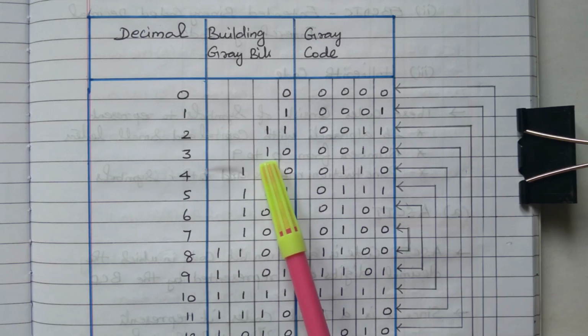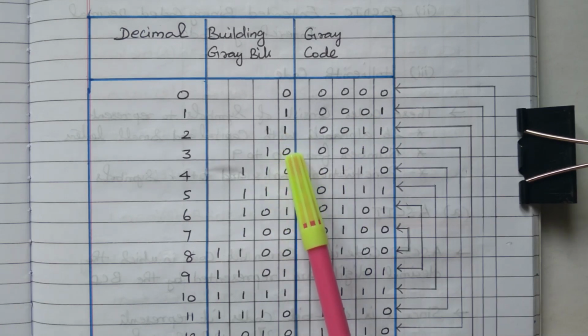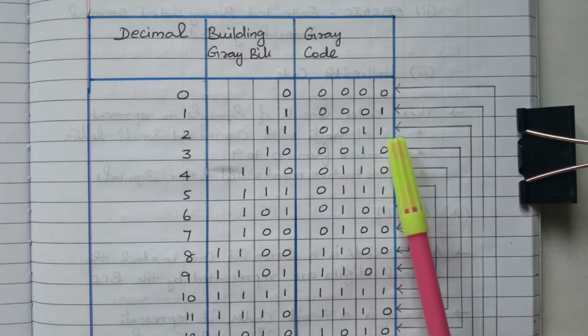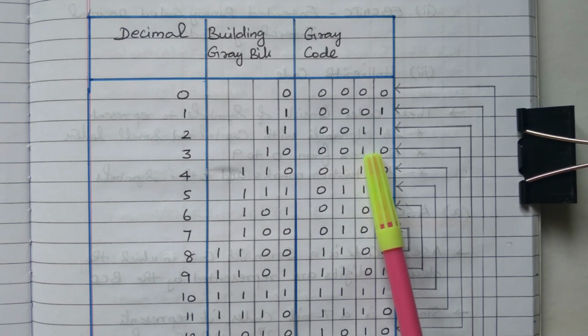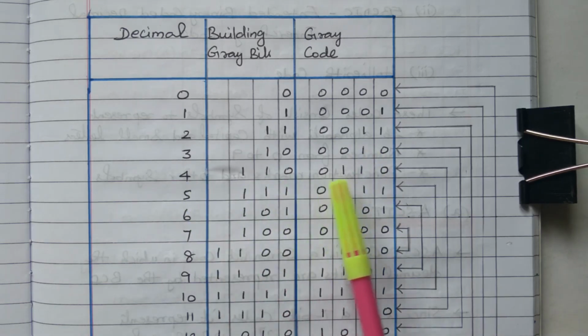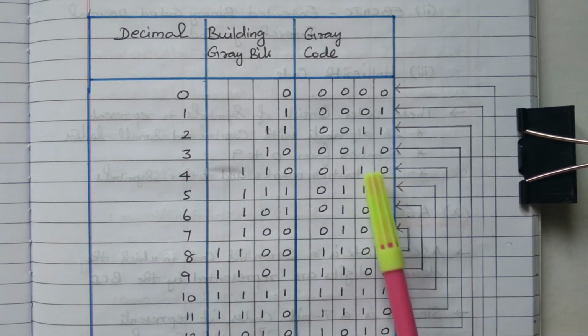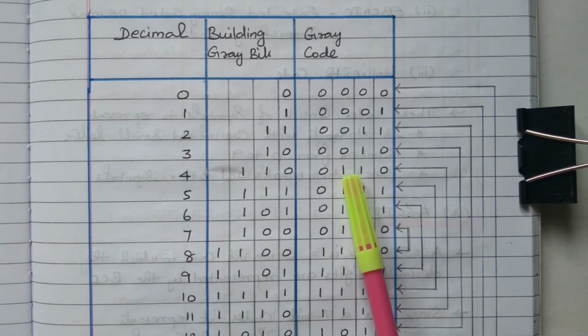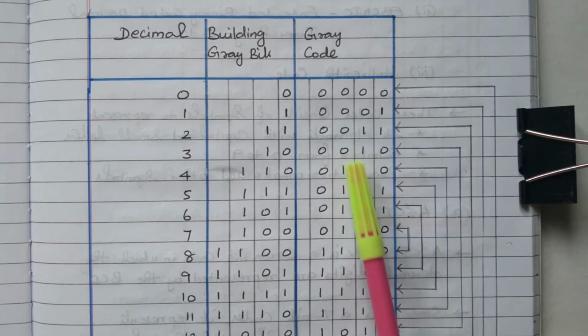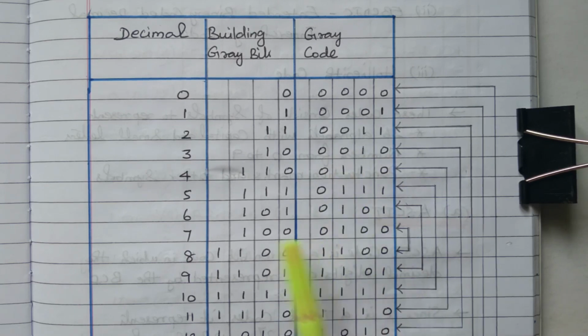For 3, we make it 1 0, that is, this 1 is made 0. The code is 0 0 1 0. What is the difference? Here 1 is changed to 0, all other codes remain the same. For 4, the code is 0 1 1 0. Here the 0 is changed into 1, the remaining codes are as they are, only one change. For 5, the code is 0 1 1 1, right?